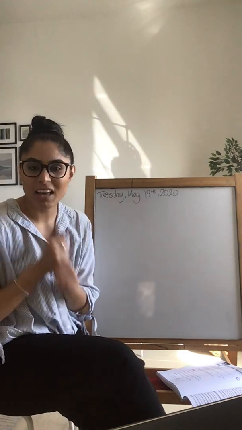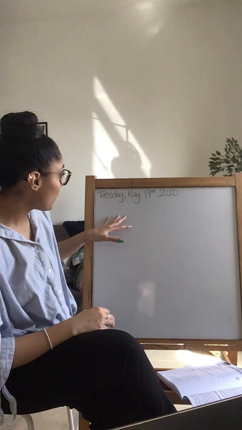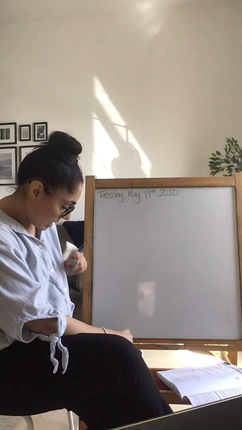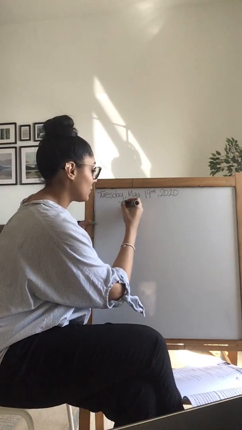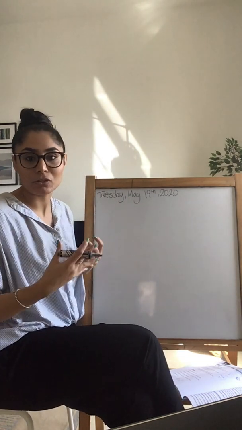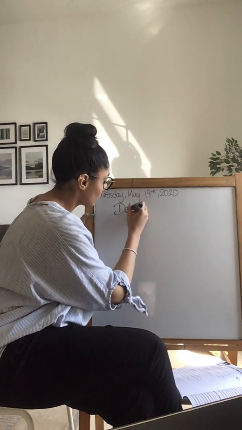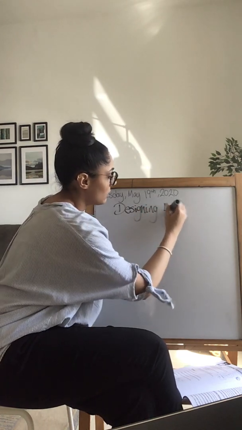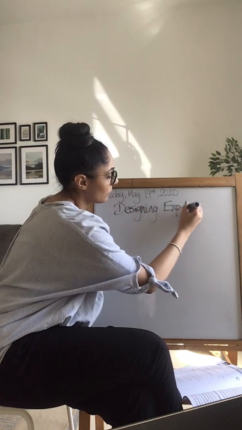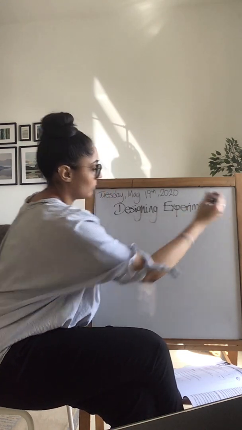All you're going to need is your math notebook, highlighter, pencil, as always. Okay. New page, Tuesday, May 19th. And let's get our title, which is Designing Experiments. So you're actually designing the spinners now, which is you're designing the experiment. So designing experiments. That's your title.